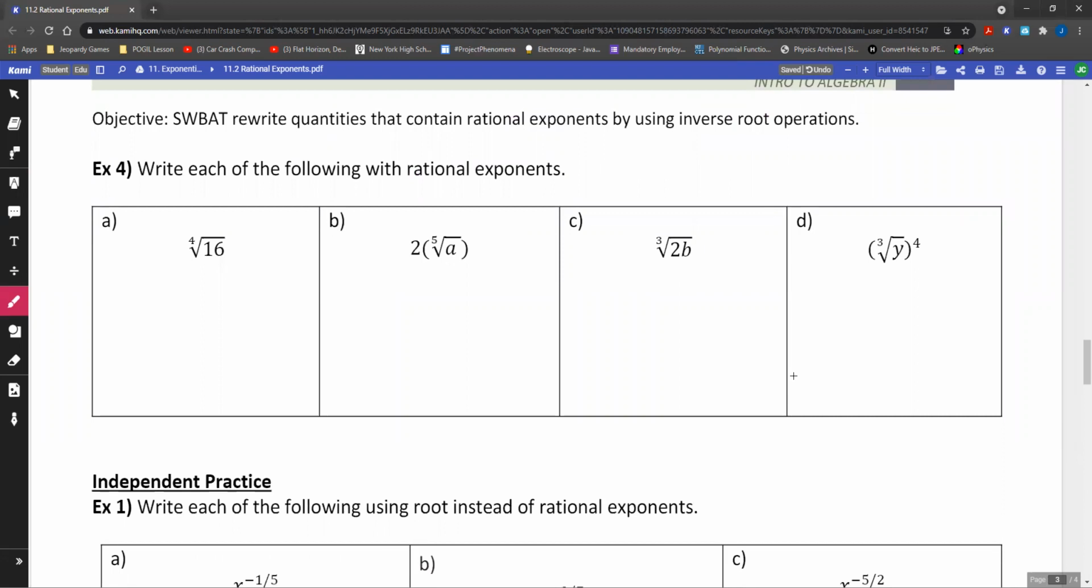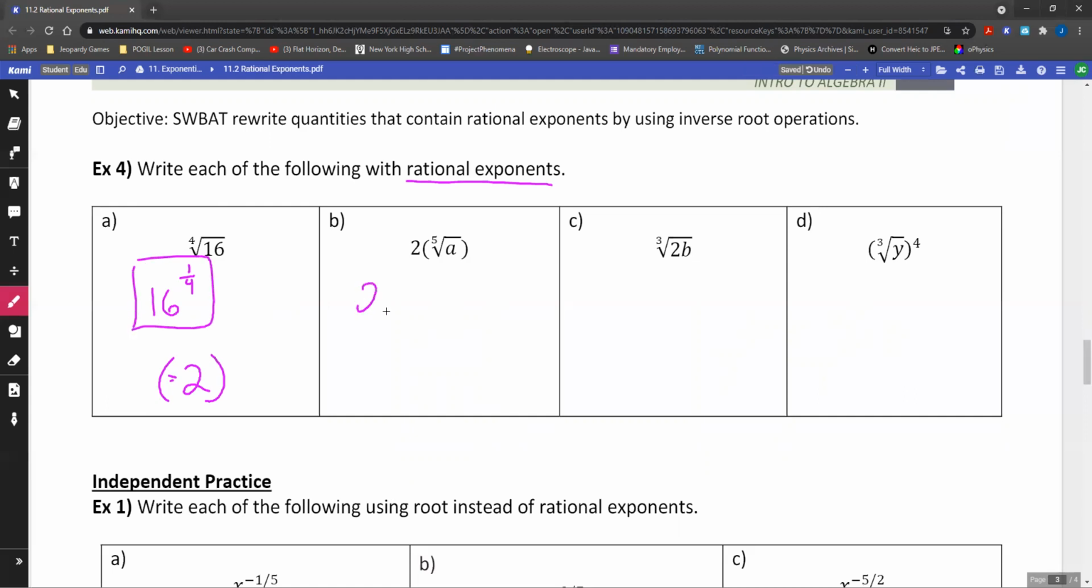All right, so this can be rewritten as 16 to the 1/4. Now, just as an FYI, this can also be rewritten as 2 if you put it into the calculator. But they wanted it strictly with rational exponents, so we're not going to change the 16. This would be the accepted answer.